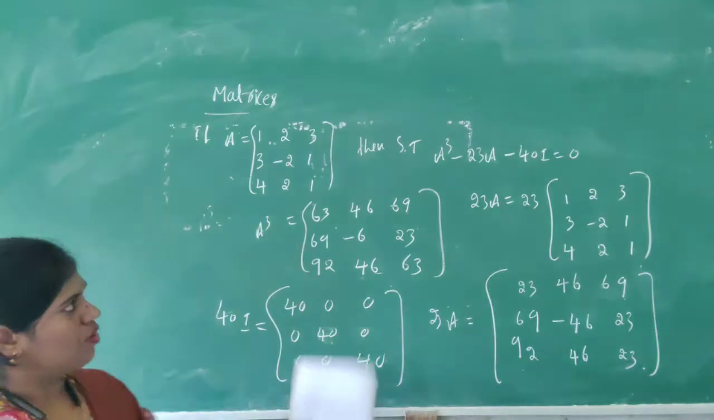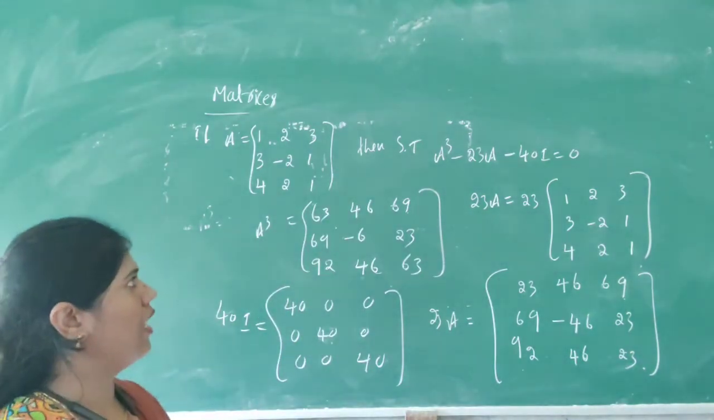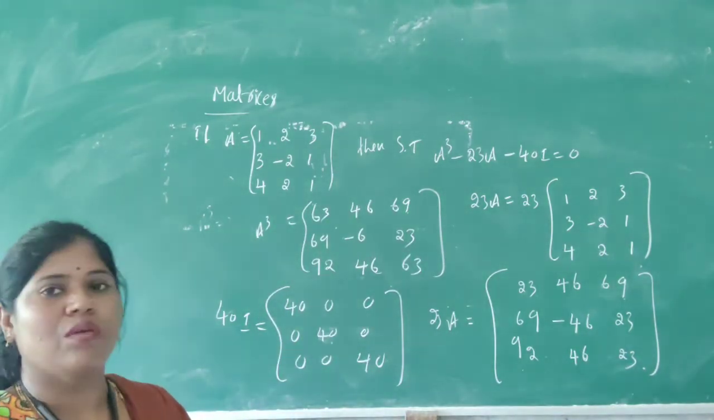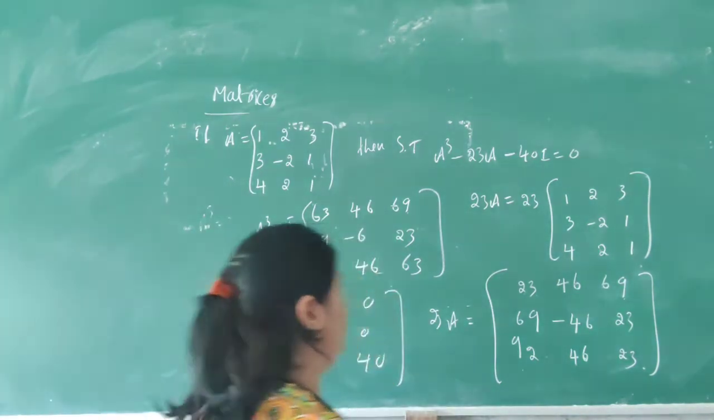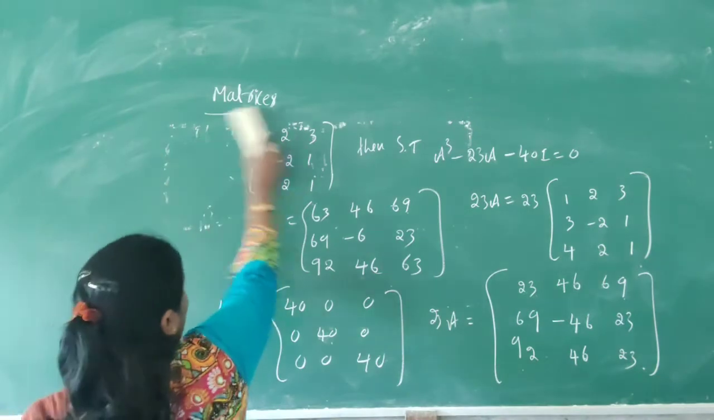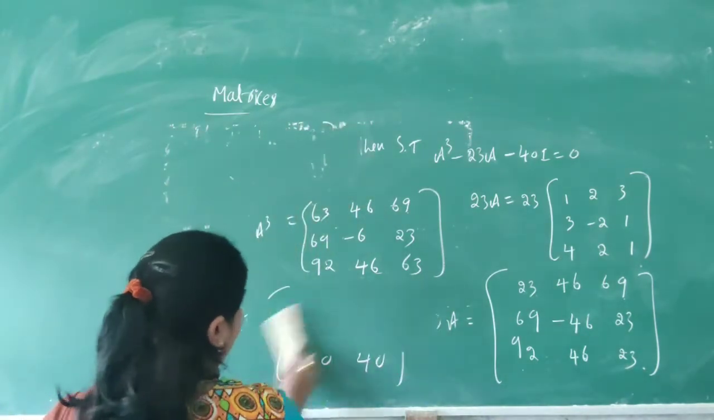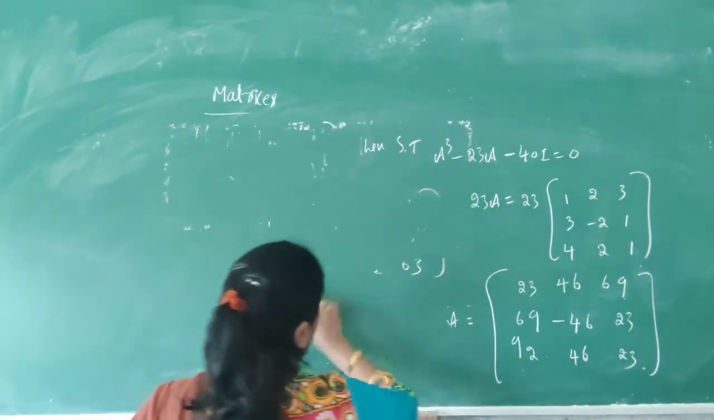40 into 0 0 0 40 0 0 0 40, this one is 40 I. So all these elements, this A cube minus 23 A minus 40 I, we have to substitute there. After that, what we have to get? We have to get 0. Okay, I'll write.